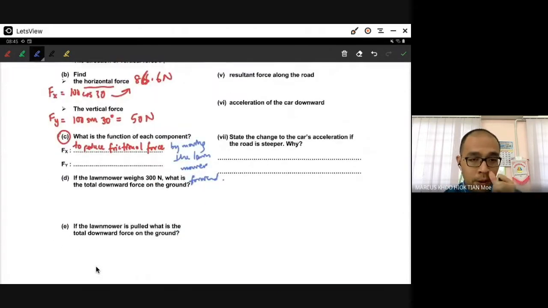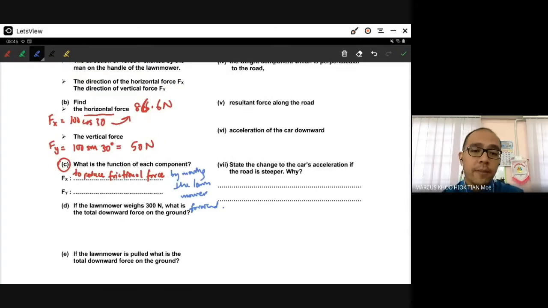How about Fy? What is the function of the vertical force, you think? It's okay. So the vertical force downwards, the function is to increase the downward force.